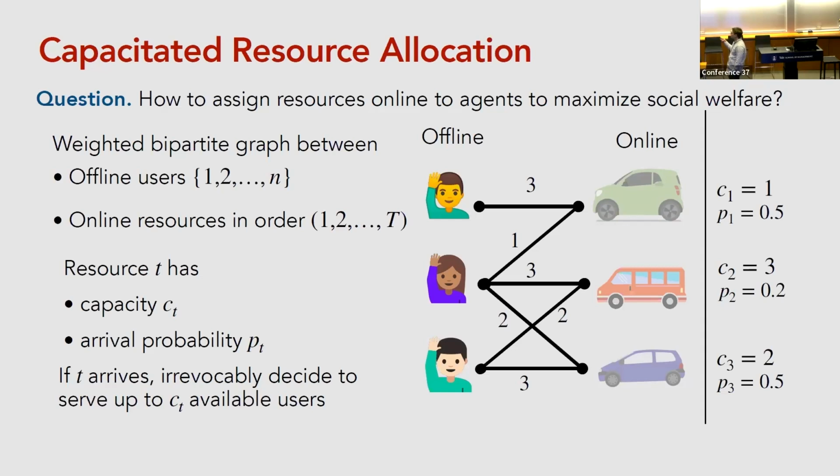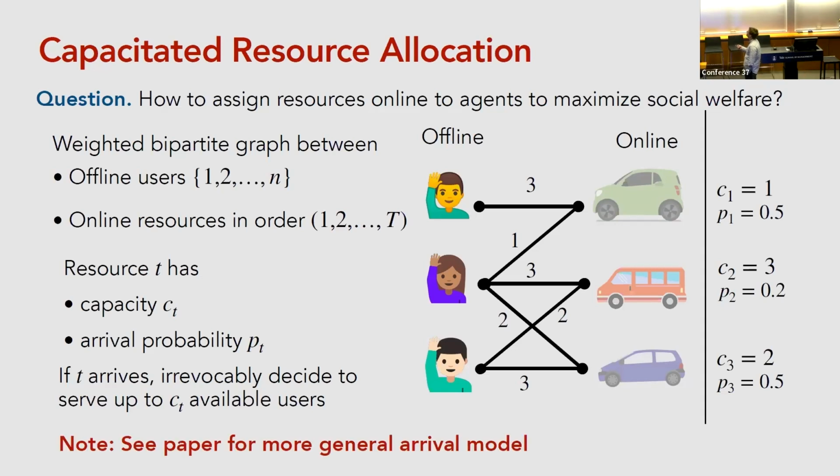And if this car does arrive, we need to decide immediately and irrevocably how to assign it to at most C_T users. So as an example, in this case, the first car arrives with probability half. Also, I want to emphasize that in this work, we consider a slightly more general arrival model, but the main intuition is captured by this case where they only show up with some probability.